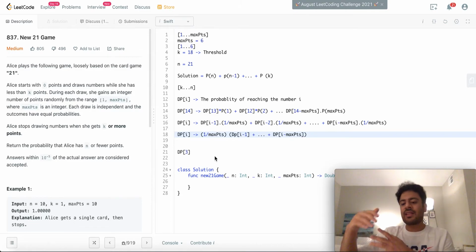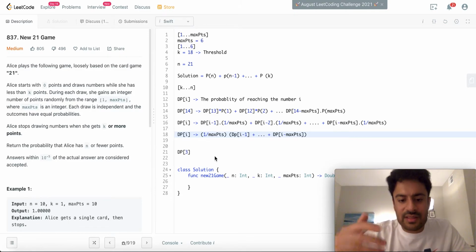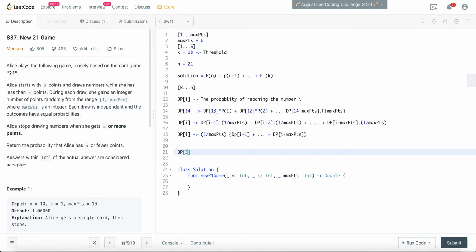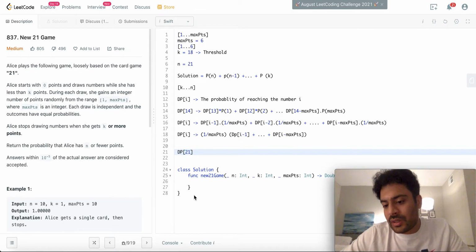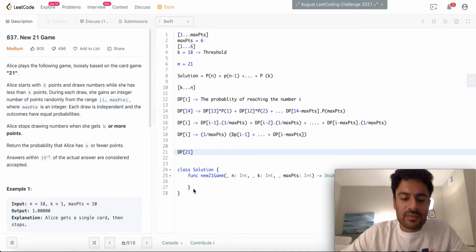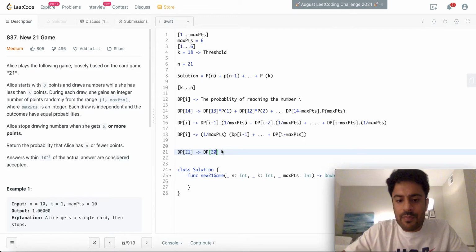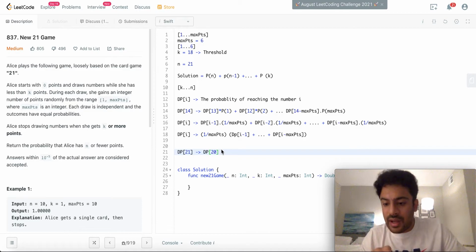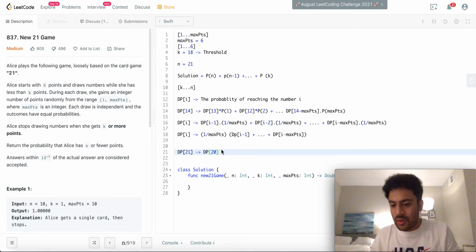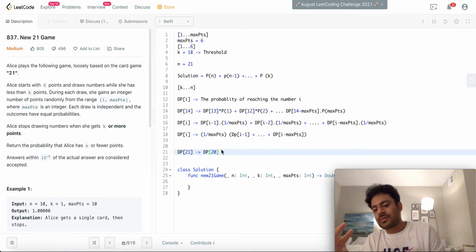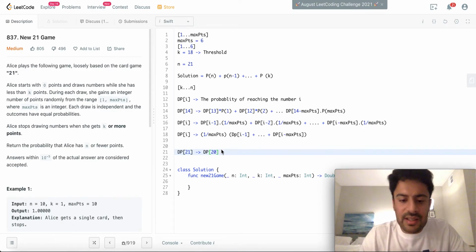The other important edge case is at the other end of the problem. What would be dp of 21? Now, important things to consider here. You cannot reach dp of 21 from dp of 20, right? If i is 21, i minus 1 would be 20. There is no way of reaching 21 from 20. Why? Because if we have reached 20 already, we will not draw. We are above the threshold. So if we have reached 20, we can never get to 21. This is an important edge case to remember.